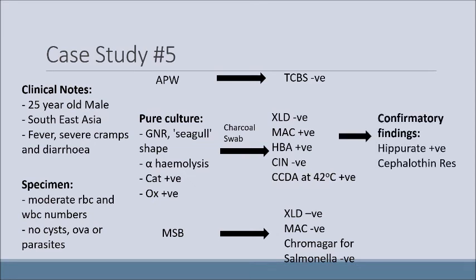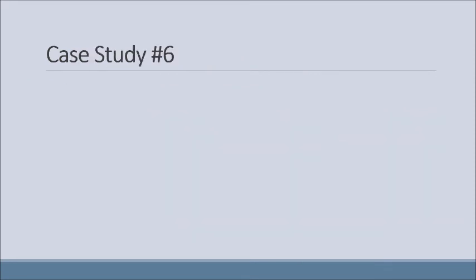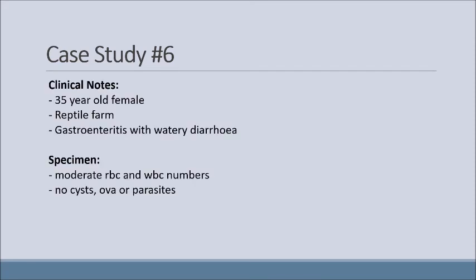This was achieved through a hippurate test and a cephalothin disc which had positive and resistant results respectively. Campylobacter jejuni was identified as a pathogenic agent. On the other hand, case 6 is a non-inflammatory infection based on clinical notes of a 35-year-old female employed at a reptile farm. This also helped us begin to suspect the causative agent, namely Plesiomonas.